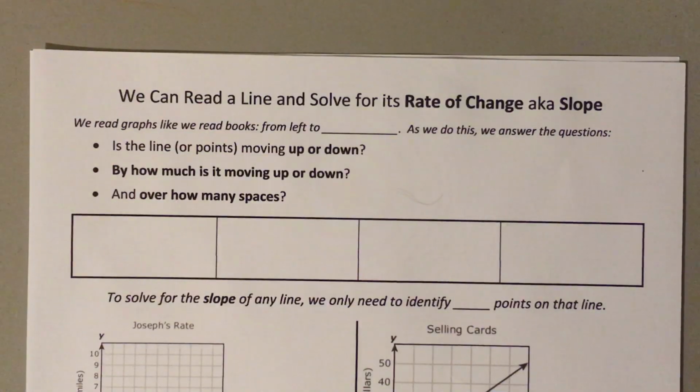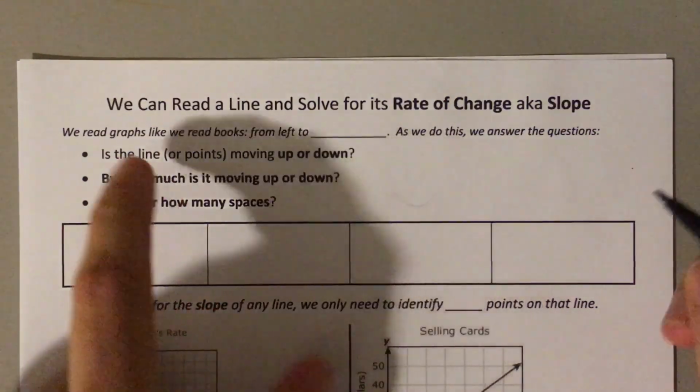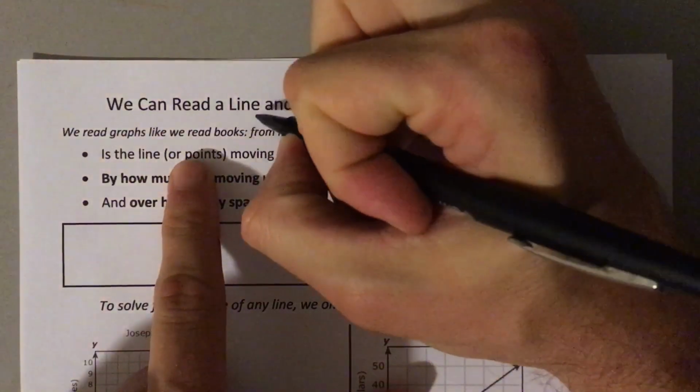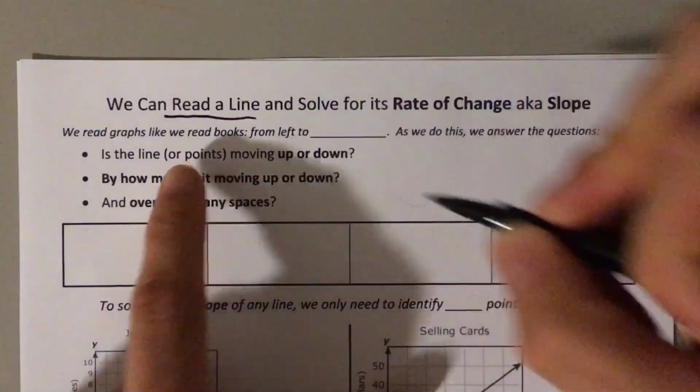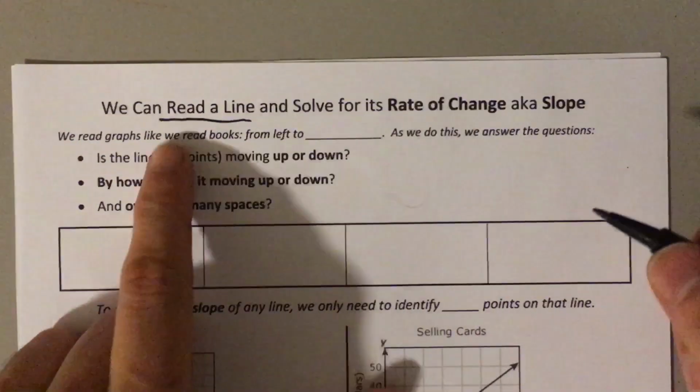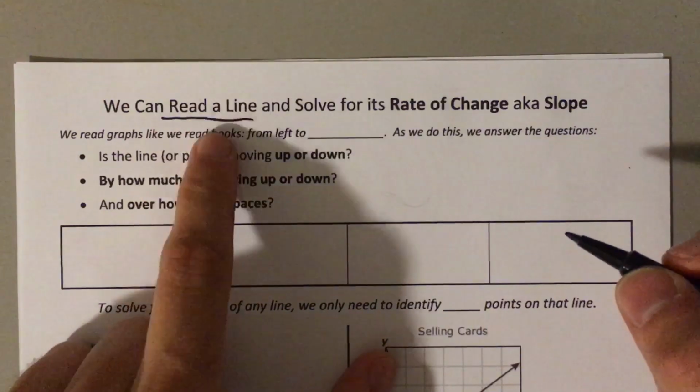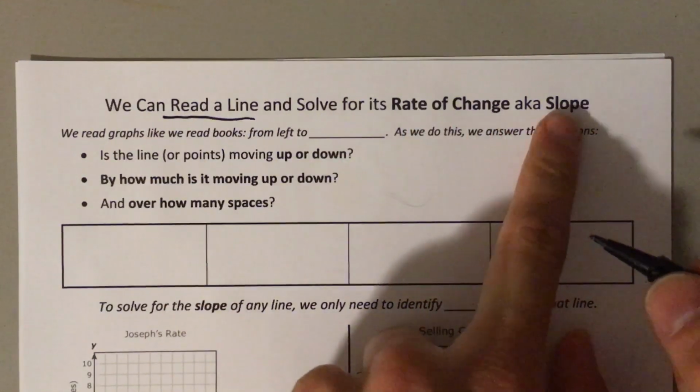So a lot of this information might be familiar, which is good. We just want to make sure we're all on the same page. The skill that we all need to have, one of the most basic skills if you're talking about linear relationships, is can you read a line? And can you take that line and describe it using something called slope?